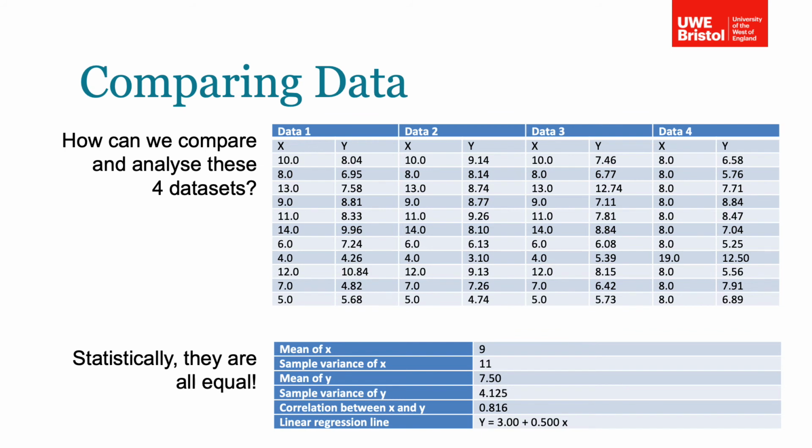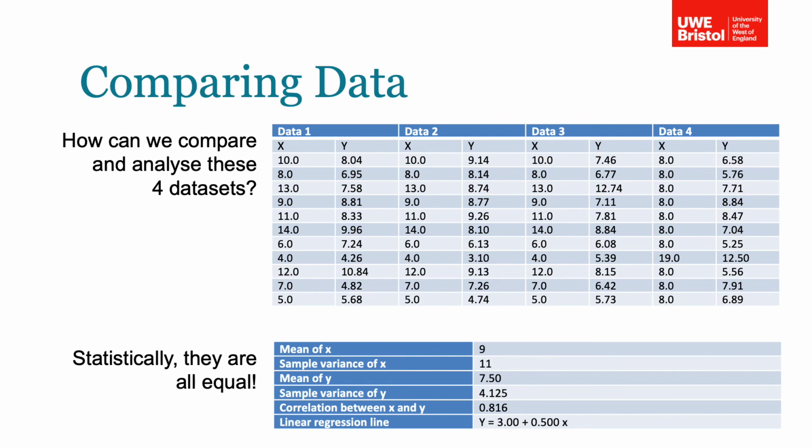The table shows the statistics as calculated on each of the 4 datasets. However, here we find that they all have exactly the same characteristics. They all show the same mean for both x and y, the same variance, correlation, and regression line. So how can we examine this data more clearly?